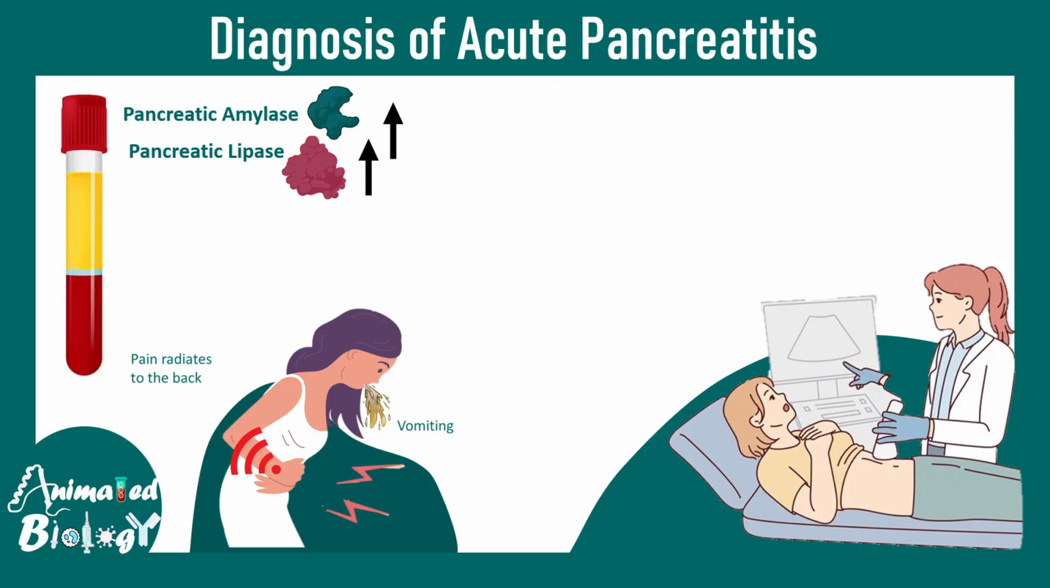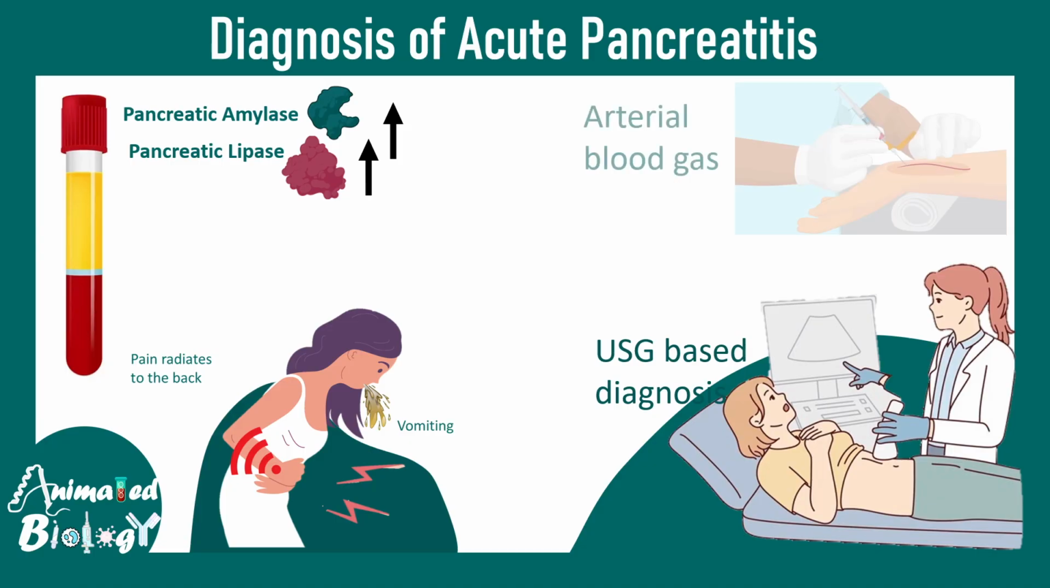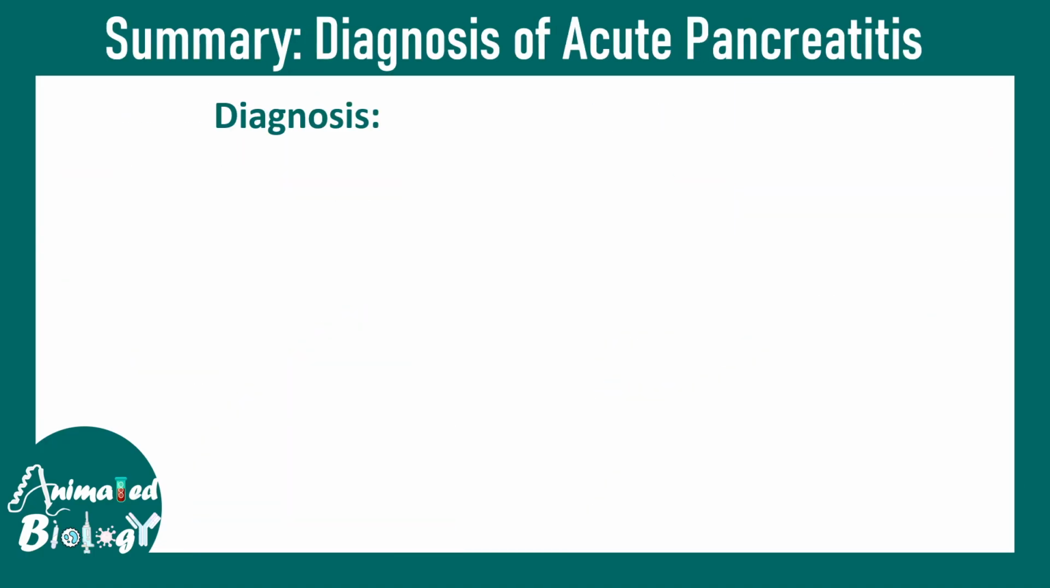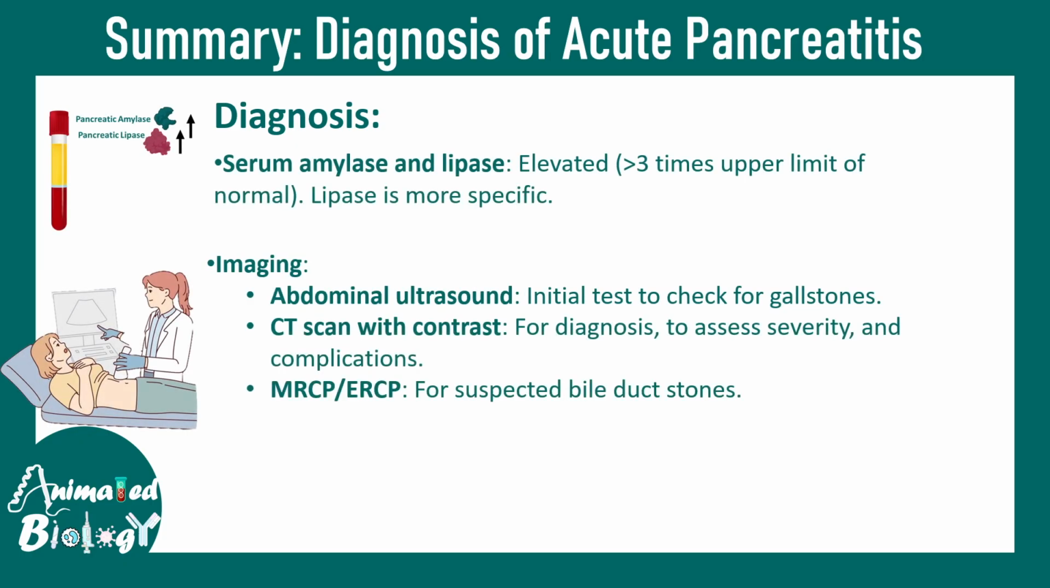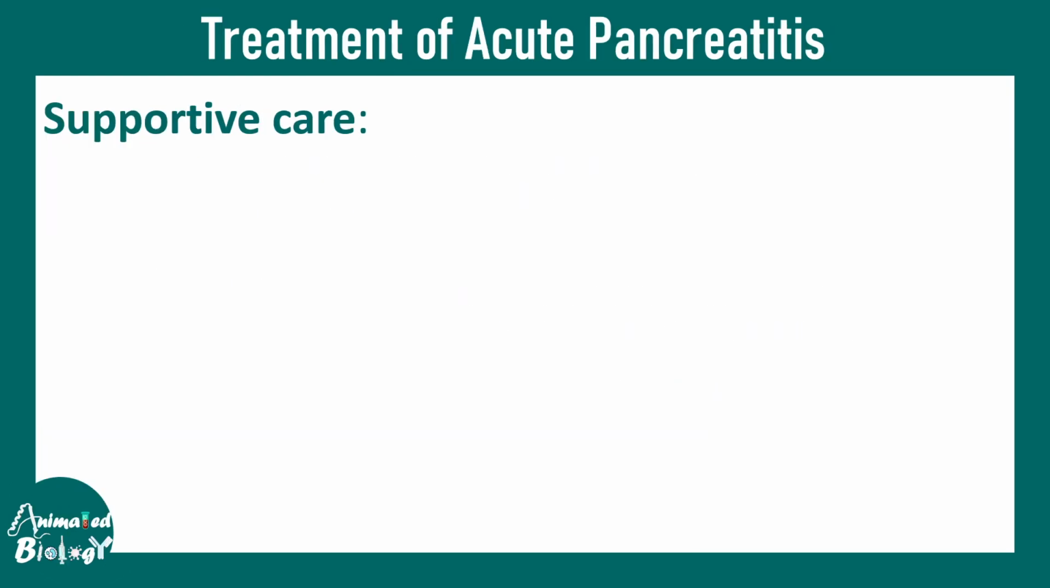Also, the upper abdominal USG can help in diagnosis. Basically, arterial blood gas is another good measure in this case. So overall diagnosis is twofold. One is the blood based test and another is imaging based test.